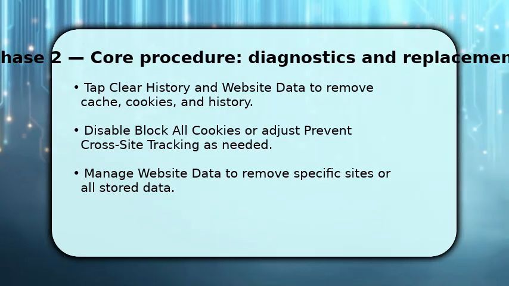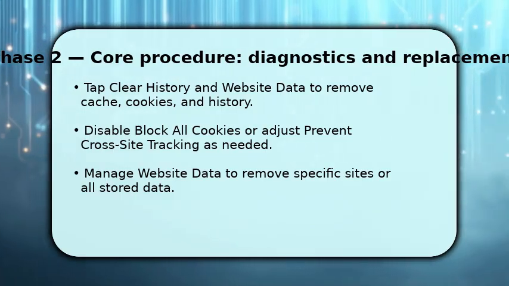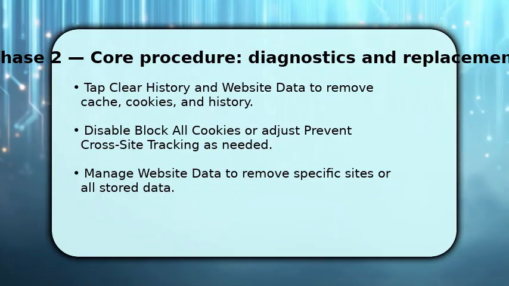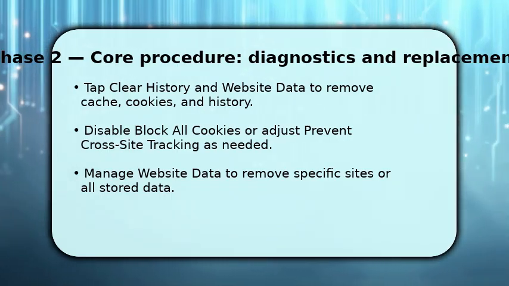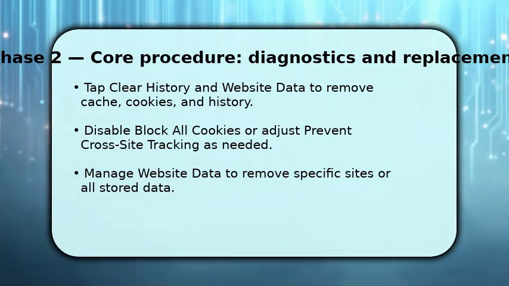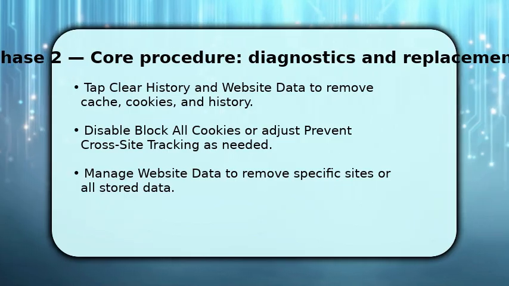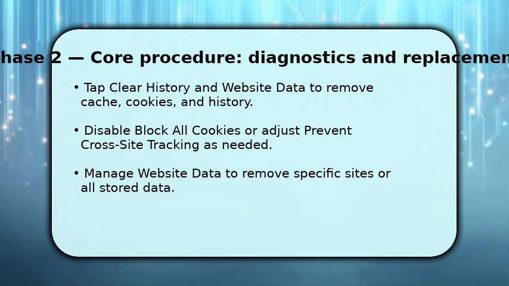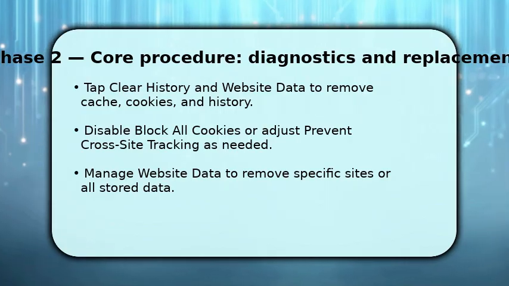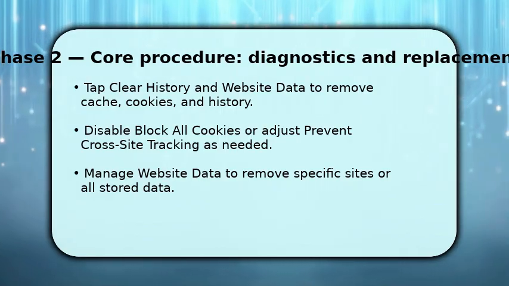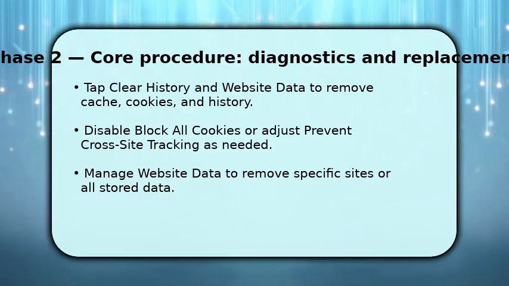Next, inspect Privacy and Security settings. Toggle Prevent Cross-Site Tracking and block all cookies depending on your needs. Stricter settings increase privacy, but can break some sites. If you need finer control, go to Advanced Website Data to remove individual site data. This lets you keep logins where necessary, while removing problem entries.